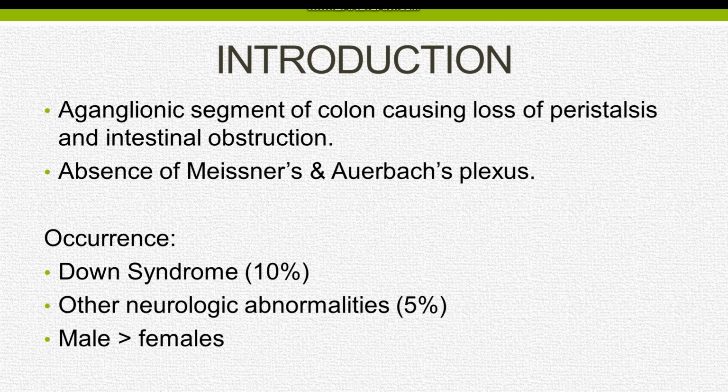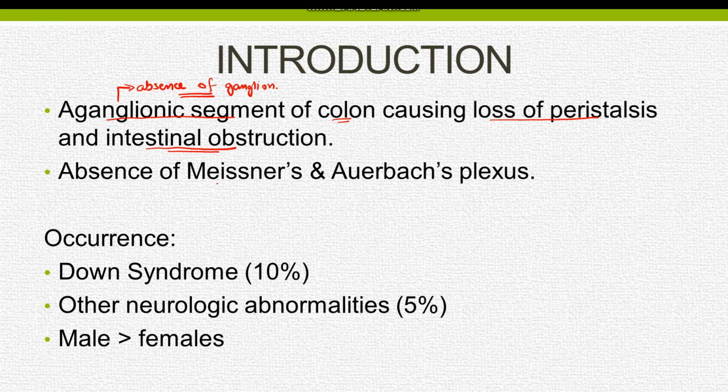So Hirschsprung disease is characterized by an aganglionic segment of the colon, which results in loss of peristalsis and ultimately leads to accumulation of gastrointestinal contents in the colon, causing intestinal obstruction. Aganglionic segment means absence of ganglion and neural plexus in the wall of the colon.